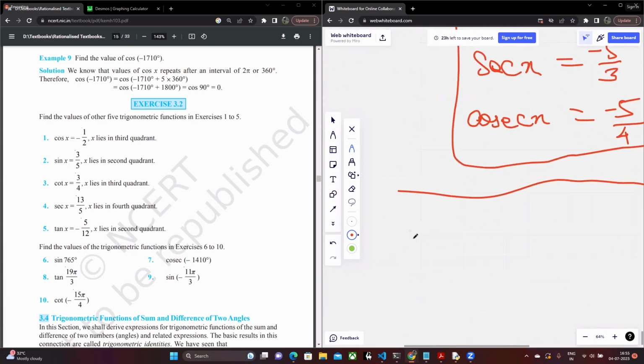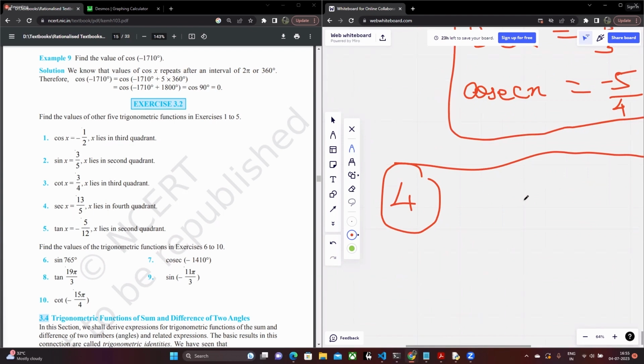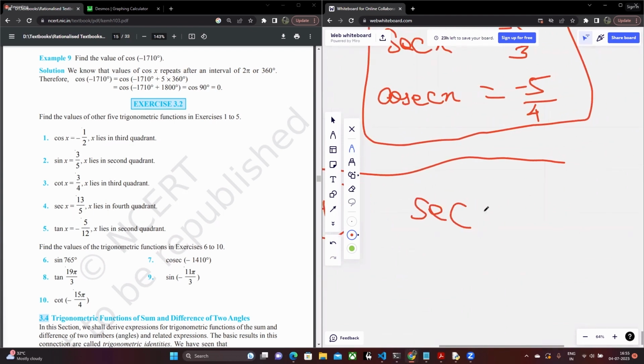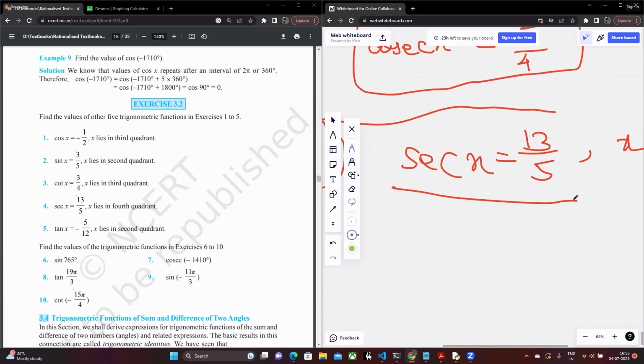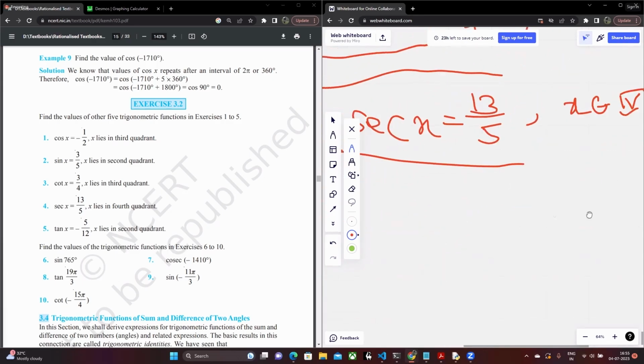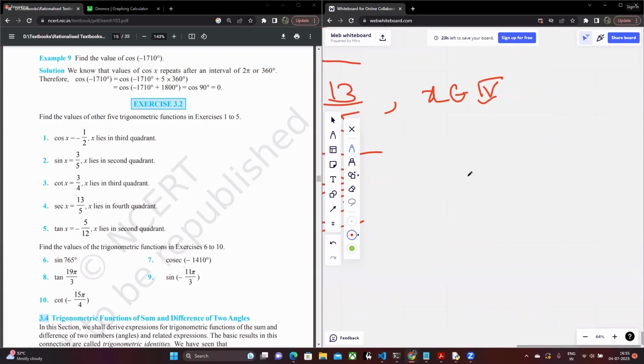Part number 4. Secant x is 13/5, and x lies in the fourth quadrant. Since secant x is 13/5, you can state the first ratio, that cos x is 5/13. That means you can build your Pythagorean triplet from here: x, this is 5, this is 13, that means that this side is 12.